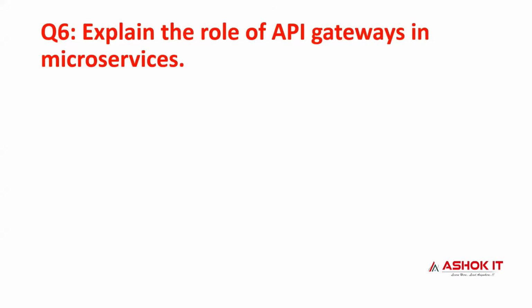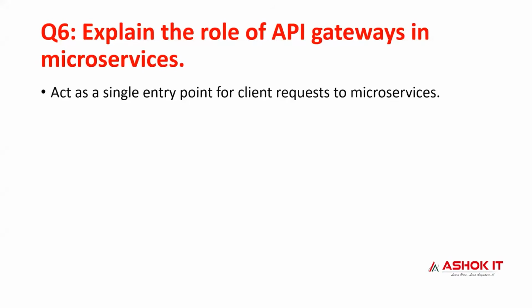Question number 6, explain the role of API gateways in microservices. There should be one entry, one exit concept for all our microservices whenever a client makes a request. It handles dynamic routing and load balancing. When a request is made by a client, it has to choose one instance that has less load and execute that microservice, get the response and give it back to the client application.